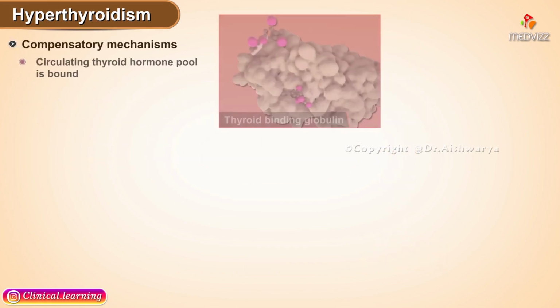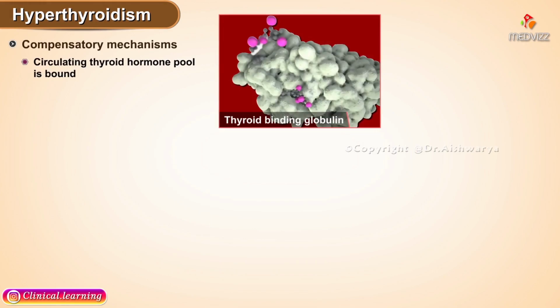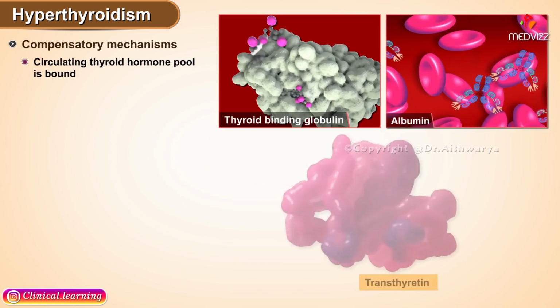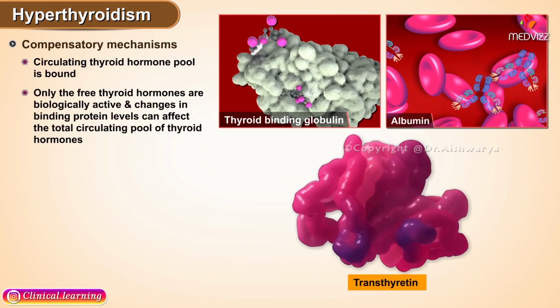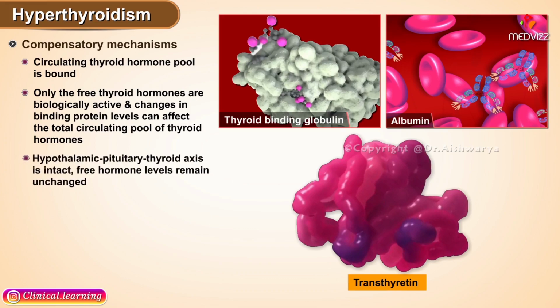About 99% of the circulating thyroid hormone is bound either to thyroid-binding globulin or albumin or transthyretin. Only the free thyroid hormones are biologically active, and changes in binding protein levels can affect the total circulating pool of the thyroid hormones. But if the hypothalamic pituitary thyroid axis is intact, free hormone levels remain unchanged and the total levels may alter.